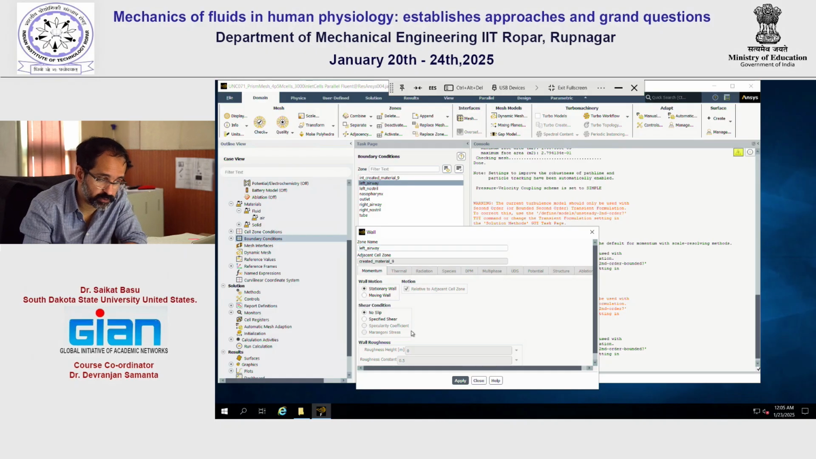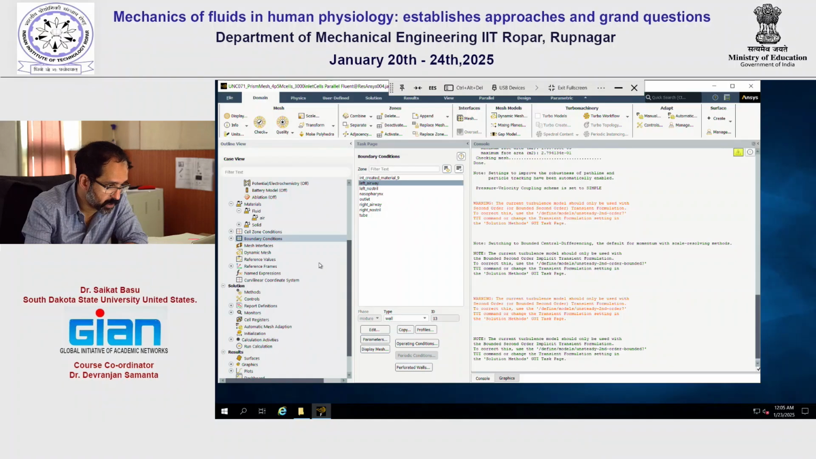Now later on when we do particle tracking, this DPM option is going to show up. And there you have to figure out whether the particles should be trapped at that wall or reflected or do something else at that wall. Since we have not set up the DPM here yet, that does not show up. So this is fine. Close.